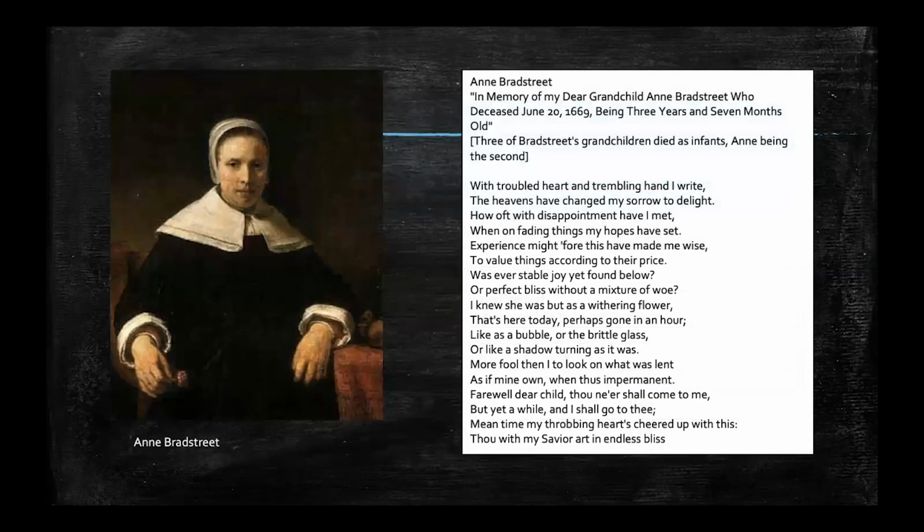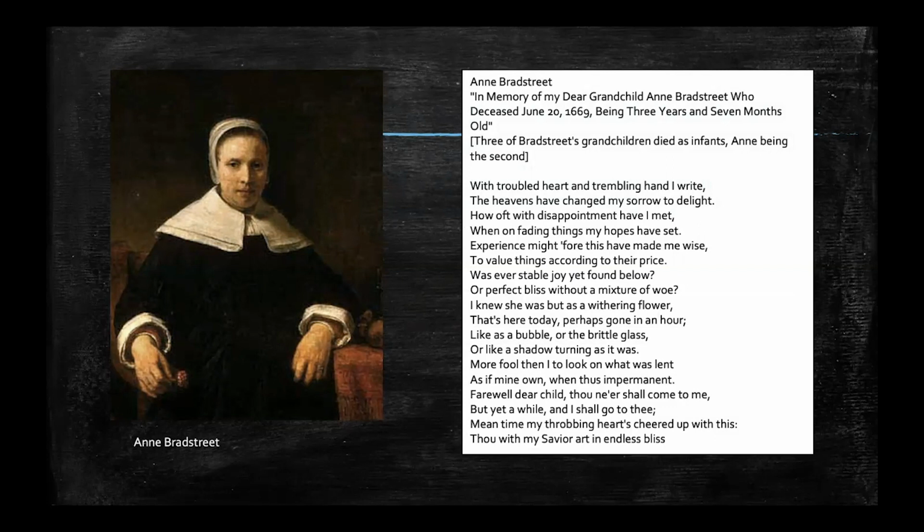Here's a poem written by Anne Bradstreet, because so many children are dying. In memory of my dear grandchild. Let's read this out. Her grandchild just died. Three of Bradstreet's grandchildren died as infants, Anne being the second.